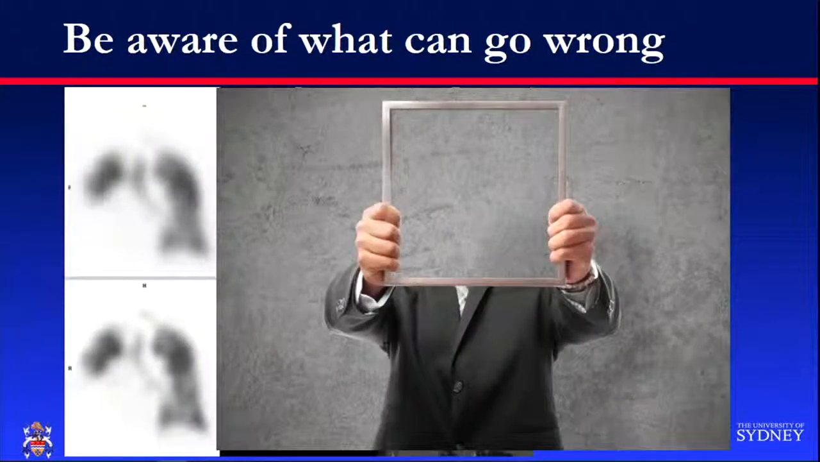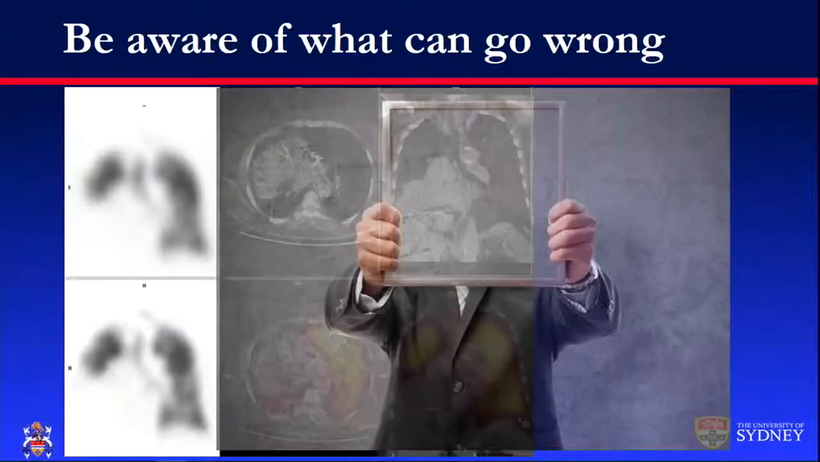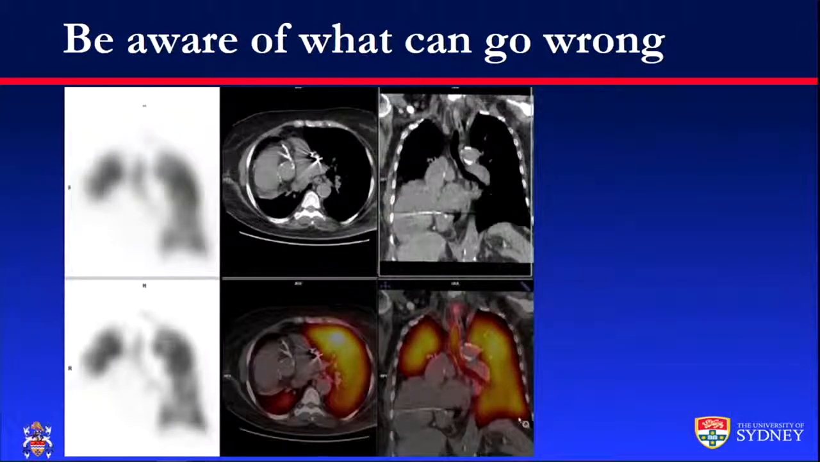So be aware of things that you're not expecting. So here's a lung, vent and perf, very large match defect. Of course, the patient has dextrocardia, and nobody bothered to tell us that.